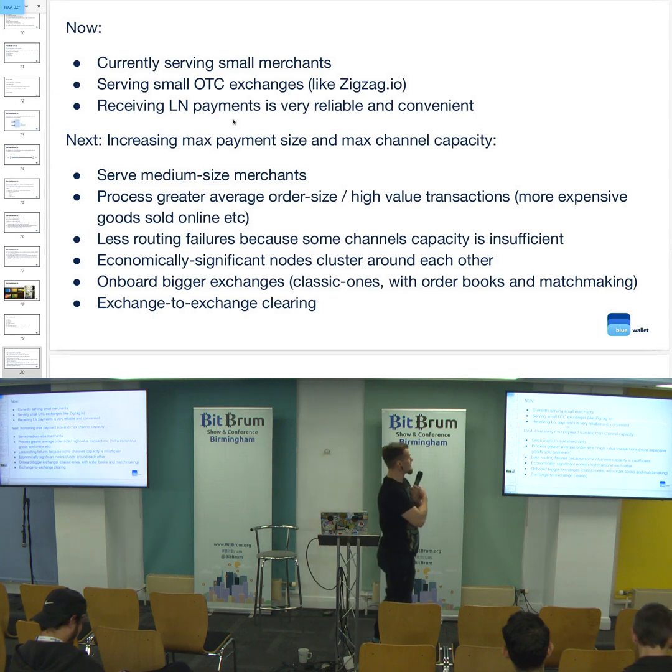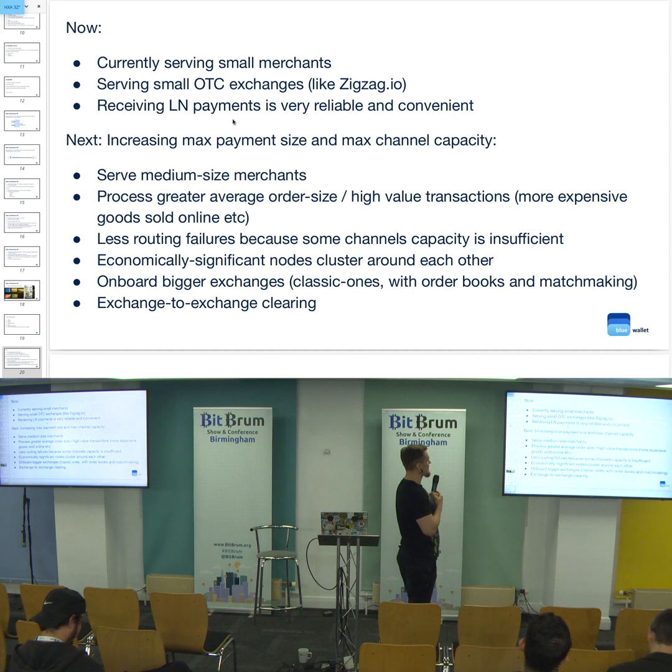So right now, Lightning Network serves small merchants because, as I said, payment sizes are hard-capped. Serving small over-the-counter exchanges like Zigzag. And receiving Lightning Network payments is very reliable and convenient. It's fast, it's cheap. If you're sending, there are more issues for you.